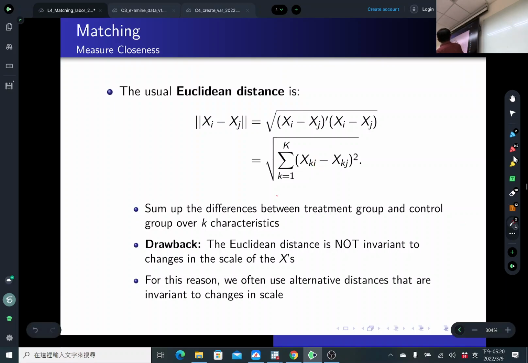First, for this individual i, we try to find someone in the control group who has a very similar age, and we calculate the difference. Second, we calculate the education difference, and we sum over these two characteristics' differences. Okay, and we can get this measure. If this measure is very small, meaning it is the smallest one, we will use this individual as a good control to match the treated unit.